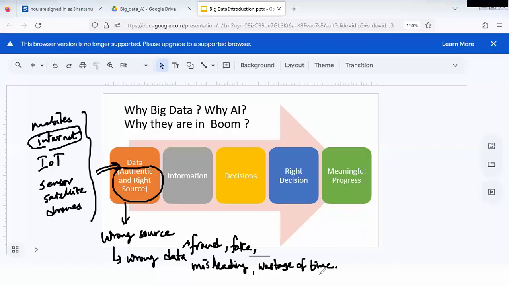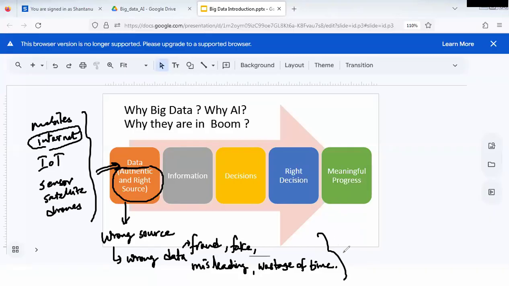When we are getting data, we need to really think about what the right sources or authentic sources of the data are. Like people are talking about the heat wave currently. If the news is coming, or some data is coming from the right source, then you can believe it. Otherwise, maybe there is something fake or misleading.